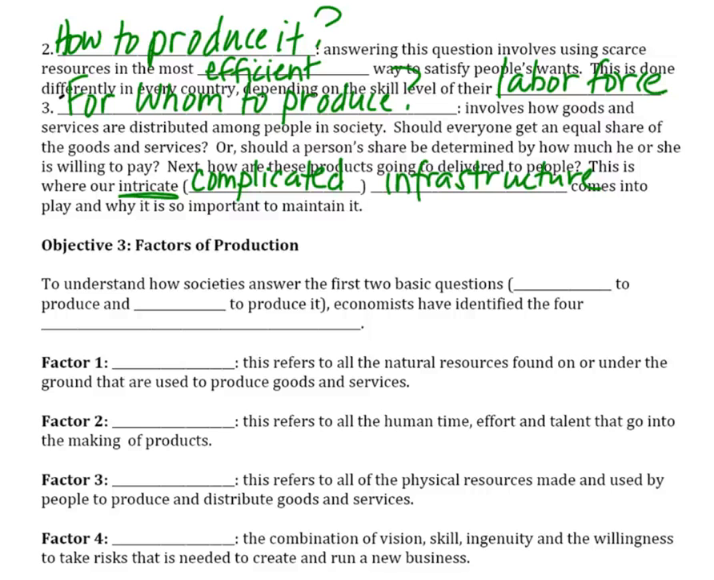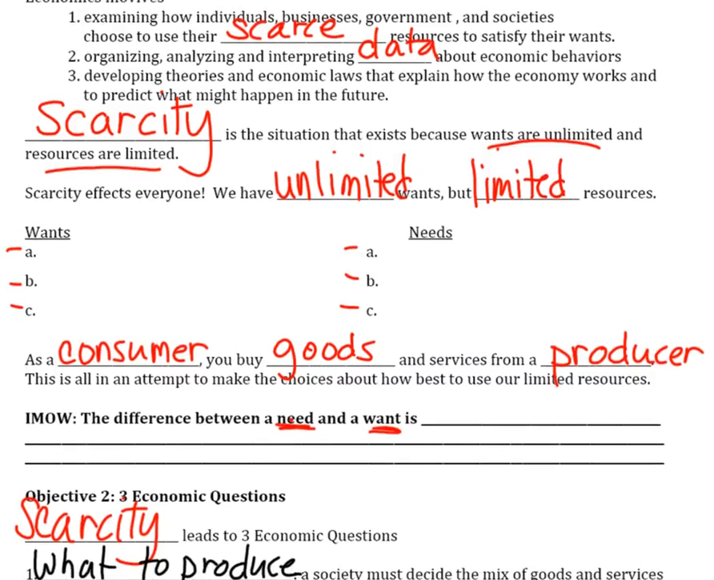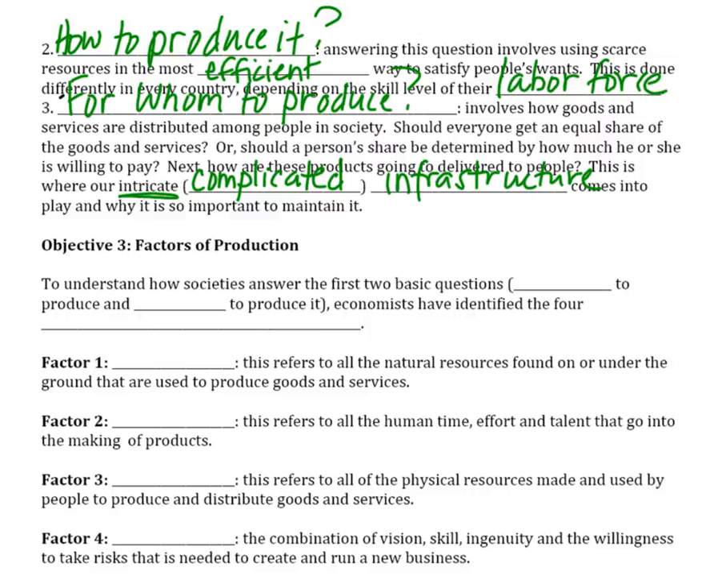All right, so we have so far gone over what scarcity is, why it's so important, the difference between our unlimited wants and our limited resources, our 3 economic questions, what to produce, how to produce it, and for whom to produce. And then we have to deal with, all right, so how are we going to make these things? Well, first of all, when we're deciding what to produce and how to produce it, economists have identified the 4 factors of production.